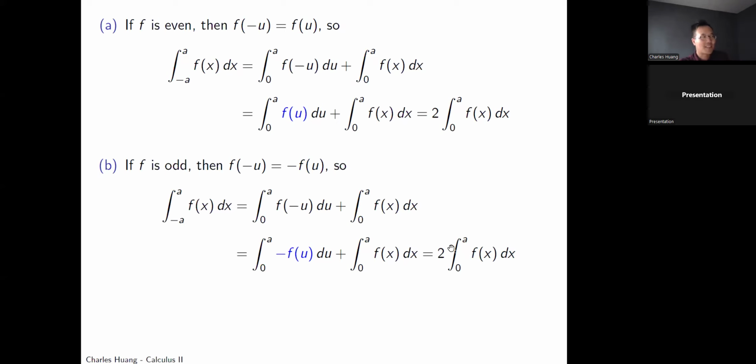Okay, I forgot to change that. That gives me 0. I was copying what I have up here. And it gives me 0 because I have the negative sign here. And of course, u du versus x dx is the same thing.